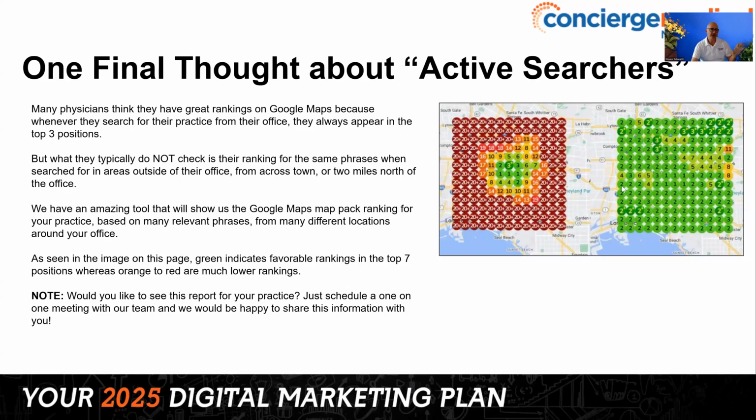Now, after doing a proper SEO campaign and a lot of the other cool techniques that we tell you about, this is what it can look like, where everything's green. All right. So no matter where you are in town, you're in the top 1, 2, 3, or at worst 4, 5. All right. So this is important.